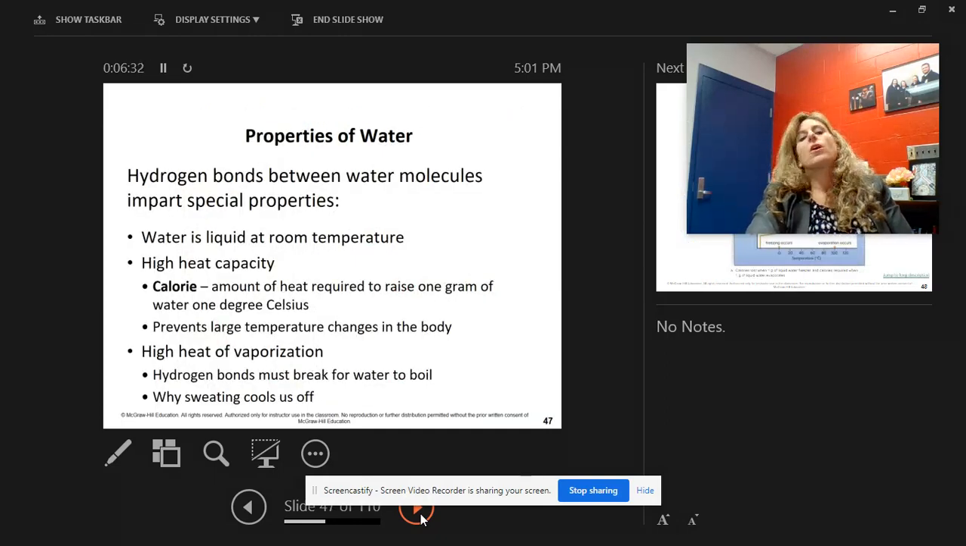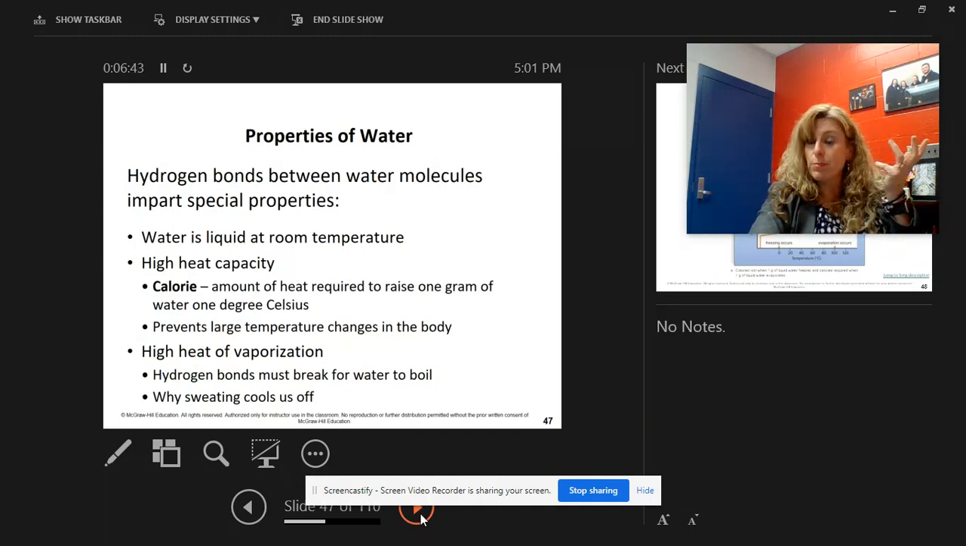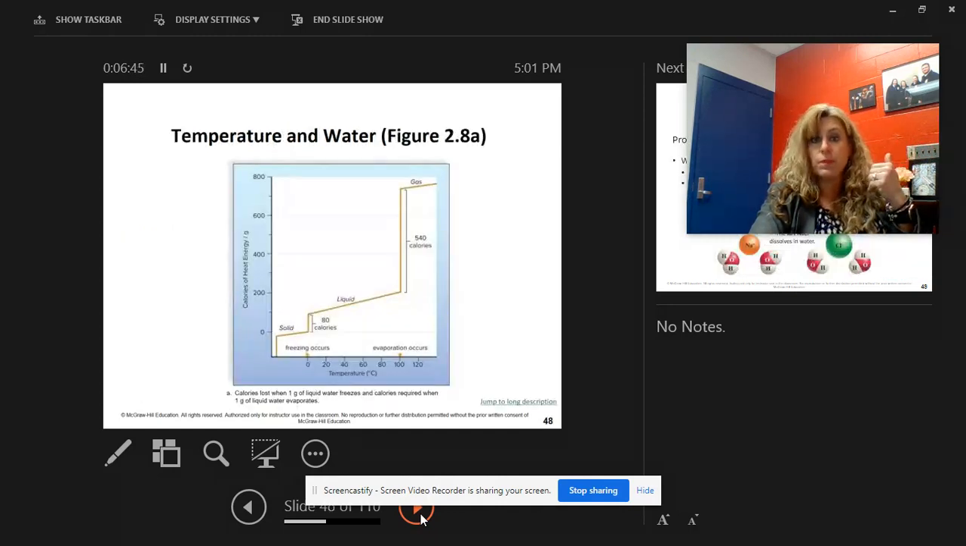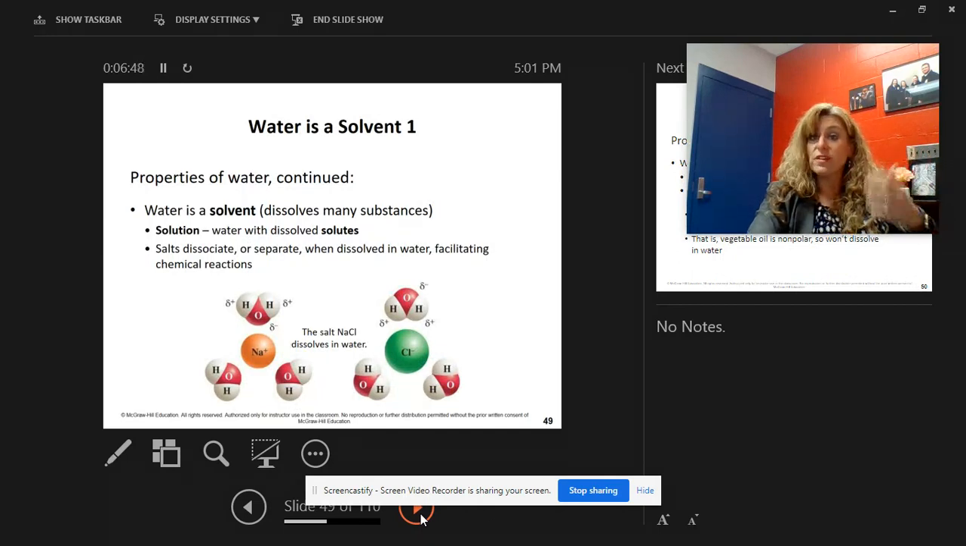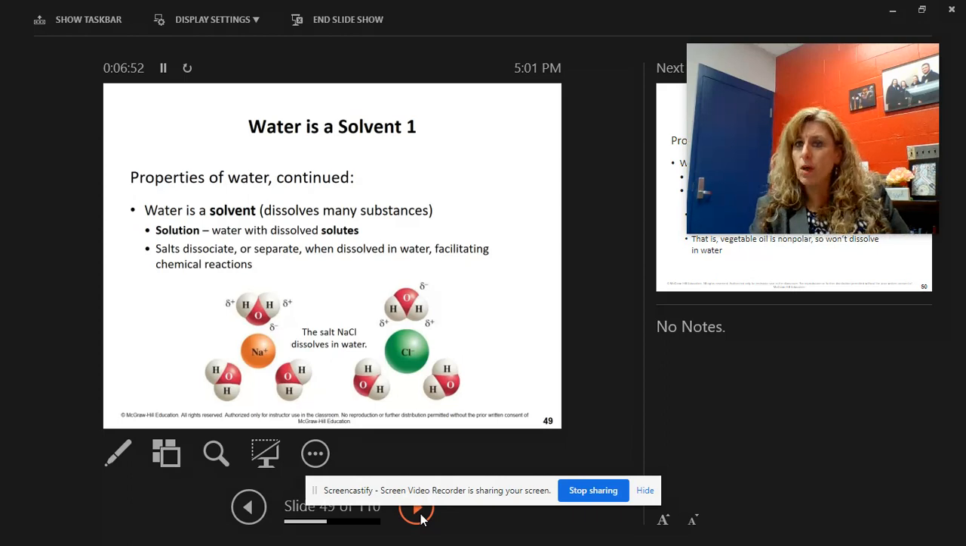Now, properties of water, the things that are important for us to know in this class is why water is important to life. So first off, water has a high heat capacity and high heat of vaporization. That's why we sweat. Okay? And then it's a solvent. So it's our universal solvent. So outside of your hydrophobic molecules like lipids, fats, oils, most things will dissolve in water. And so a solution itself is the water with whatever the dissolved stuff is in it, okay?